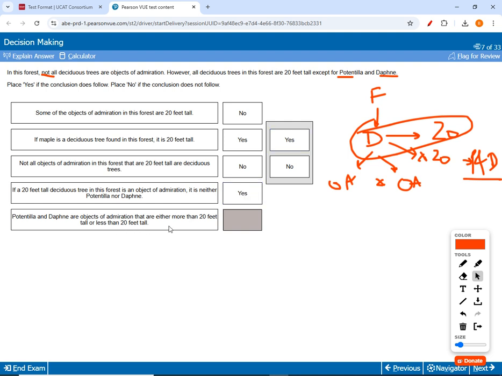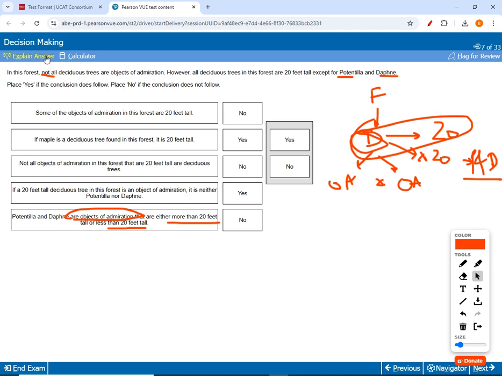P and D are the objects of admiration. Neither P and D are either more than 20 or less than 20. Lack of information. He just said it's not 20. Wait a minute. We know P is not 20. It could be above 20 or less than 20. So there are two parts to this question. He said they're either more than 20 or less than 20. We agree with that. We know they're not 20. But the second part says P and D are objects of admiration. I don't know. Could be, or could it not be. So we don't know, lack of information. As a result, we choose a big fat no on this question.